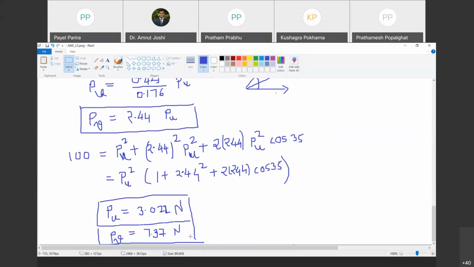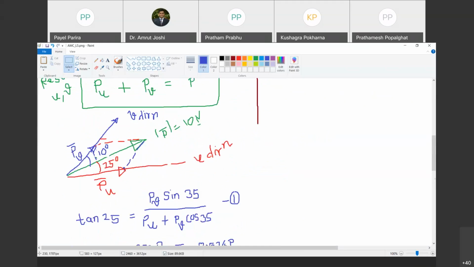Now I want to bring all of your attention to a certain observation. Look here, between PU and PV, which is the bigger component? Prathamesh, tell me. Sir, PV is greater. Now look here, our force is 10 Newton. Which direction is it closer to, the U direction or the V direction?